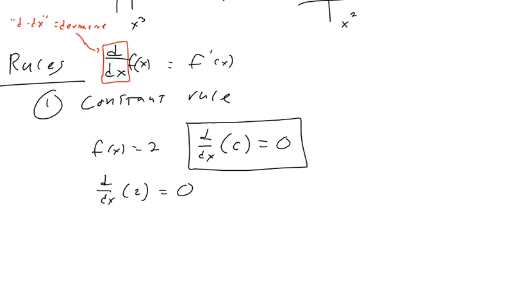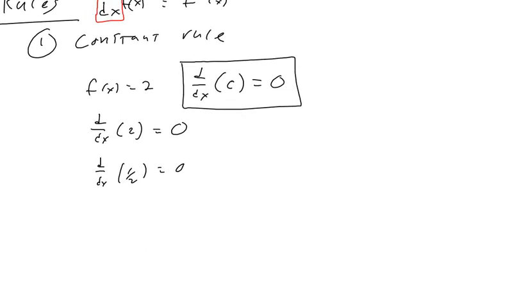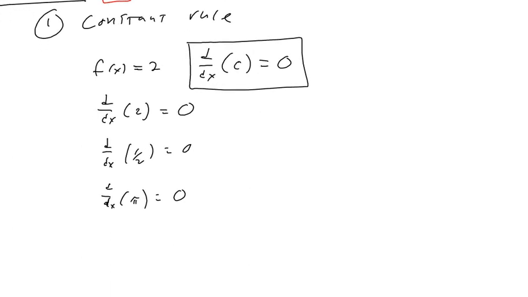So the derivative of 2 is 0. The derivative of 1/2 is 0. Even pi is a constant, so the derivative of pi is 0. The derivative of any number without a variable, just a constant number, is going to be 0. That's our constant rule. A constant is just any number, and derivatives of constants are always going to be 0. So that's rule number 1. Pretty easy. Here are some examples.